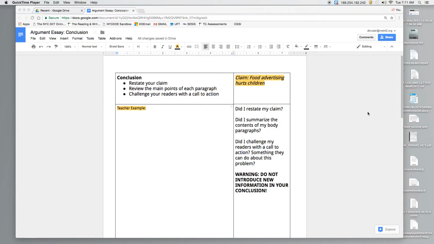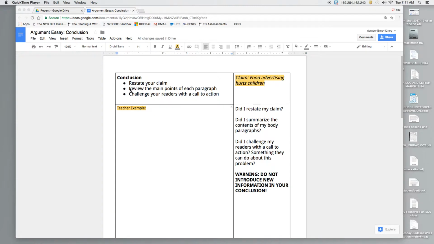I'm going to go through this one pretty quick because this is not going to be that different than the other conclusion paragraphs that you're used to writing. I just want to remind you about these three important things that should go in your conclusion. The first is you need to restate your claim. The reason being, you need to remind your readers all these body paragraphs that they just wrote were trying to prove your initial claim. In my case, it's that food advertising hurts children.